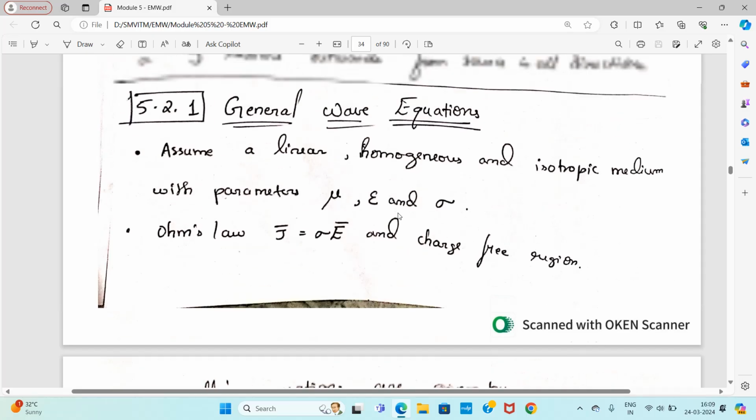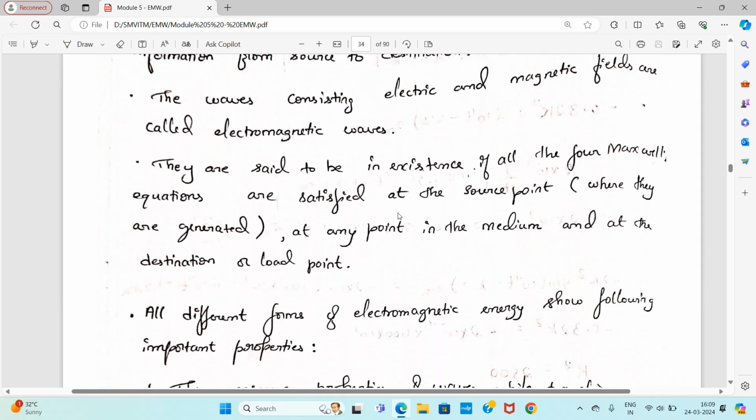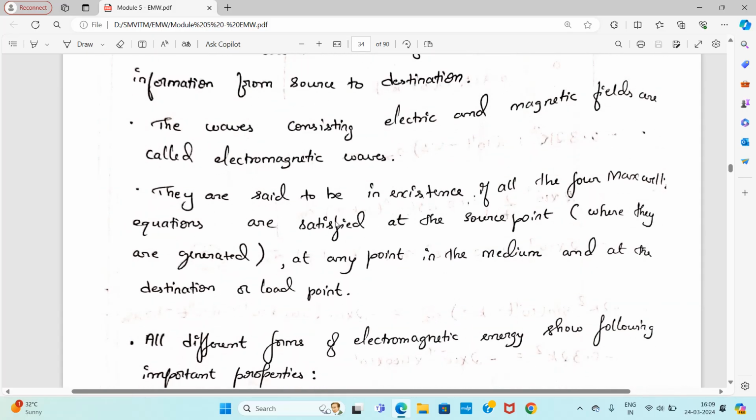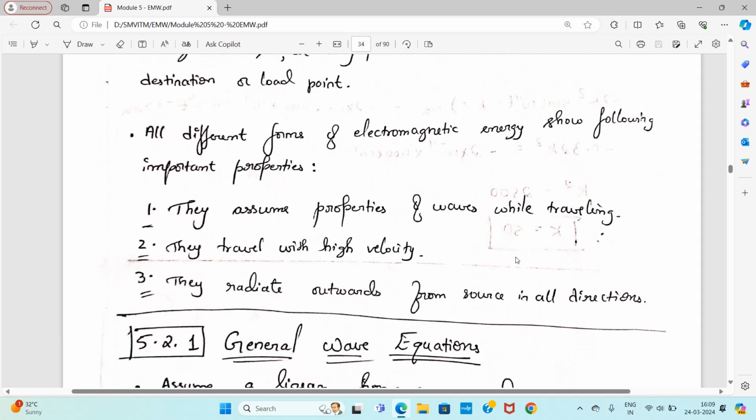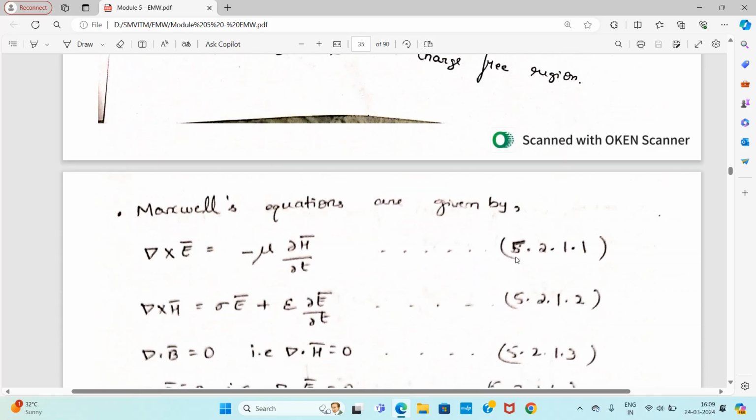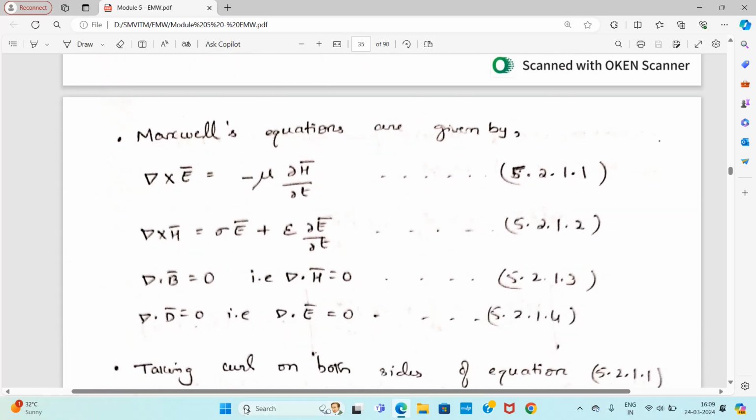One of the very important things to remember here is that we say the electromagnetic wave exists only if it satisfies all four Maxwell's equations throughout its traveling region. That is, starting from the source till the destination and through the medium through which it is traveling. At every point of time, it needs to satisfy all four Maxwell's equations. Only then we say that it is an electromagnetic wave and it is existing in nature. So in the derivation, we are going to start off by considering the four Maxwell's equations.